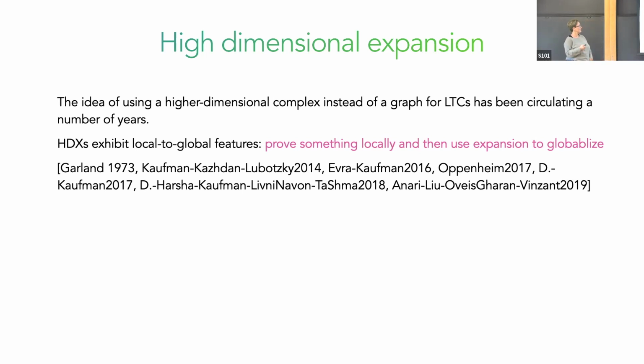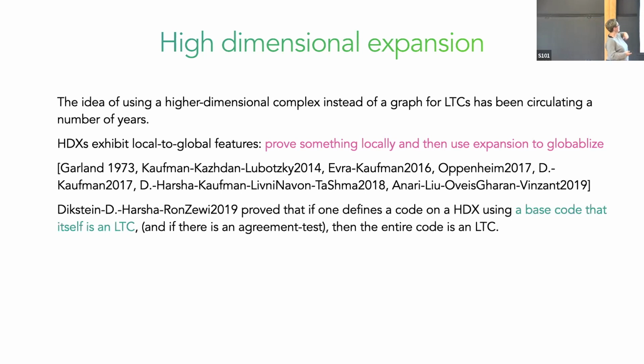And then there were various works that use this local to global also for random walks, for systolic expansion, topological overlapping. With Dickstein, Harsha, and Lubotzky, we showed that actually, if you have a high-dimensional expansion and locally you're locally testable, then you get a global locally testable code. But the problem is we didn't know how to instantiate this.